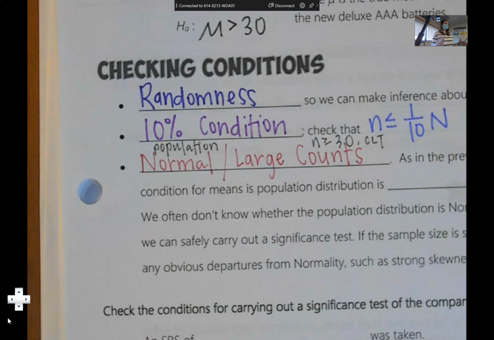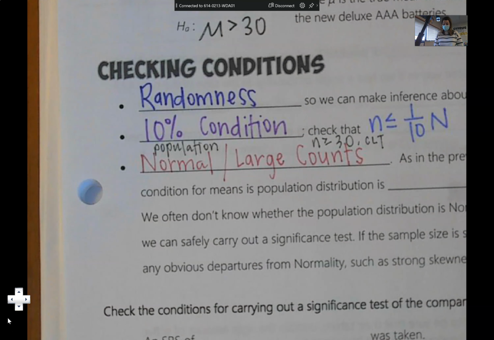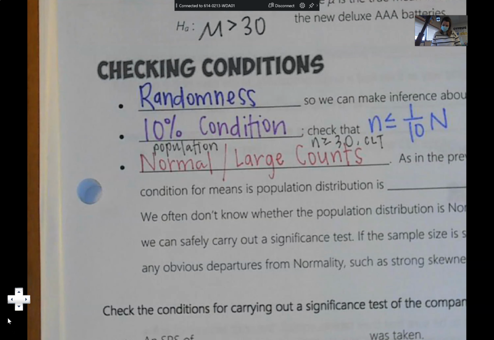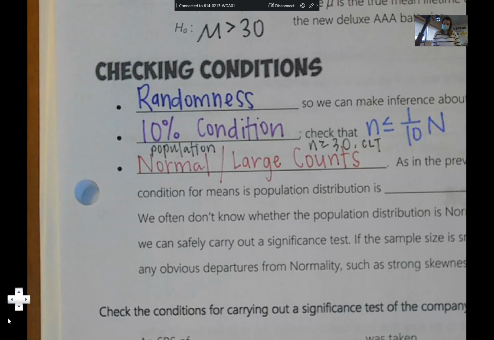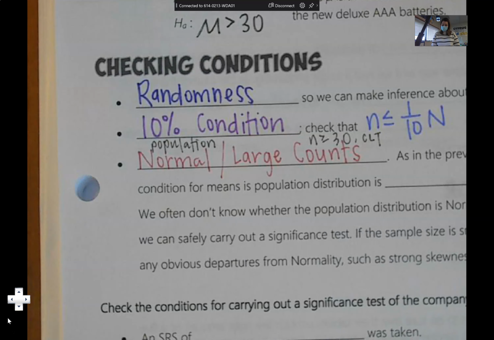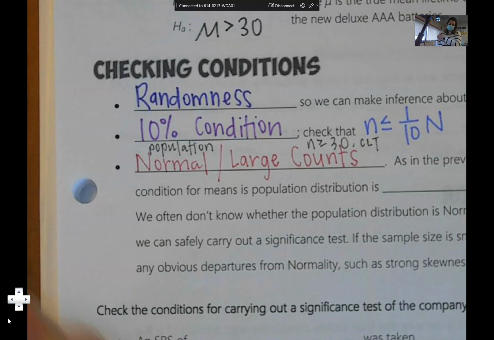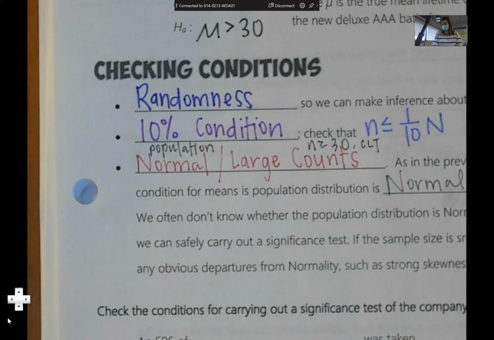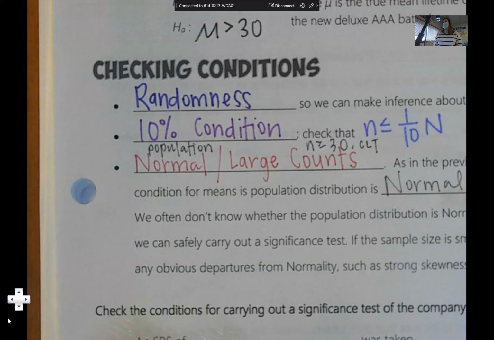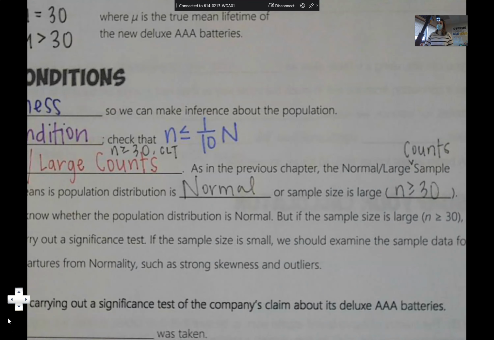So they're two different things that we can use to check the same condition. As in the previous chapter, the normal or large counts condition for means is that the population distribution is normal or sample size is large. So we basically just wrote those same things down.